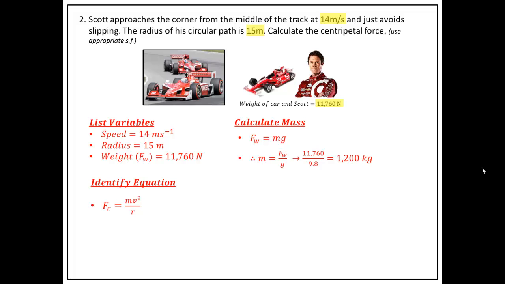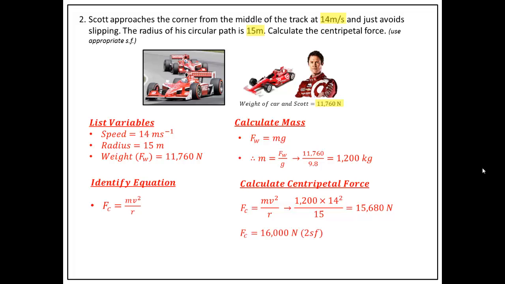I now have all the suitable variables to substitute into the centripetal force equation to get an answer of 15,680 newtons. However, the question asked us to use an appropriate number of significant figures. Looking at the variables, our least accurate piece of data was to 2 significant figures, so our final answer should also be to 2 significant figures. This would round up our answer to 16,000 newtons.